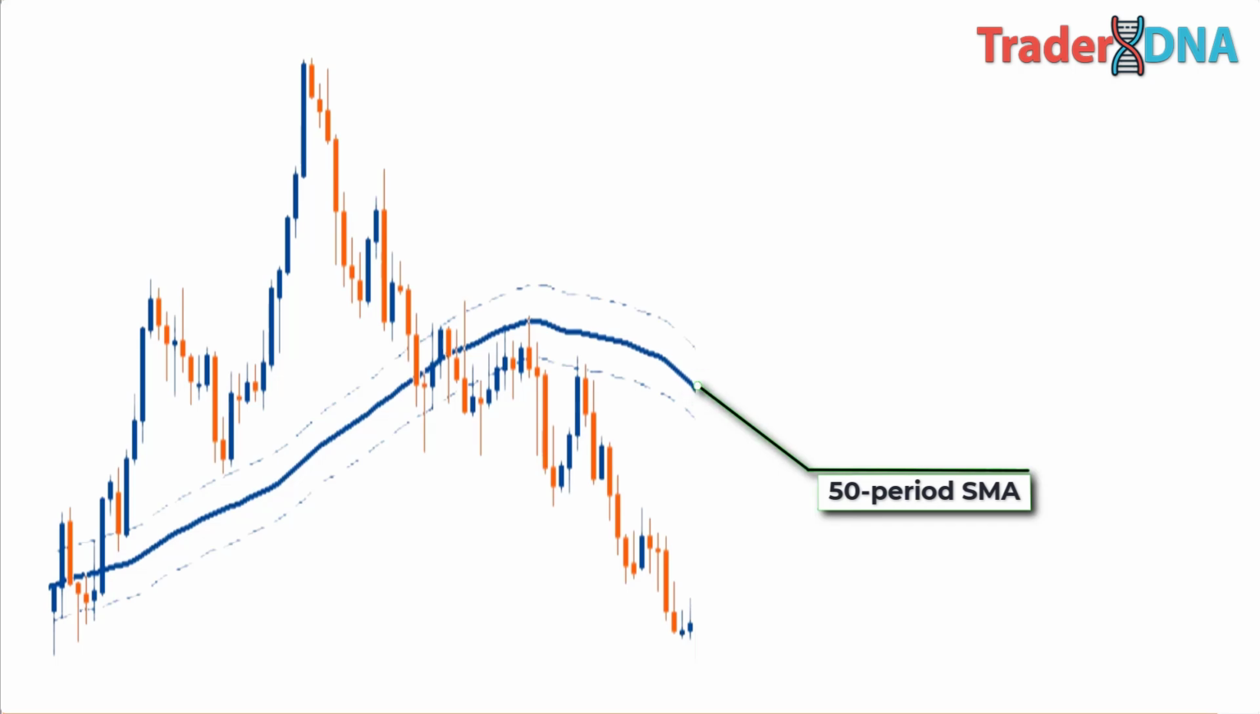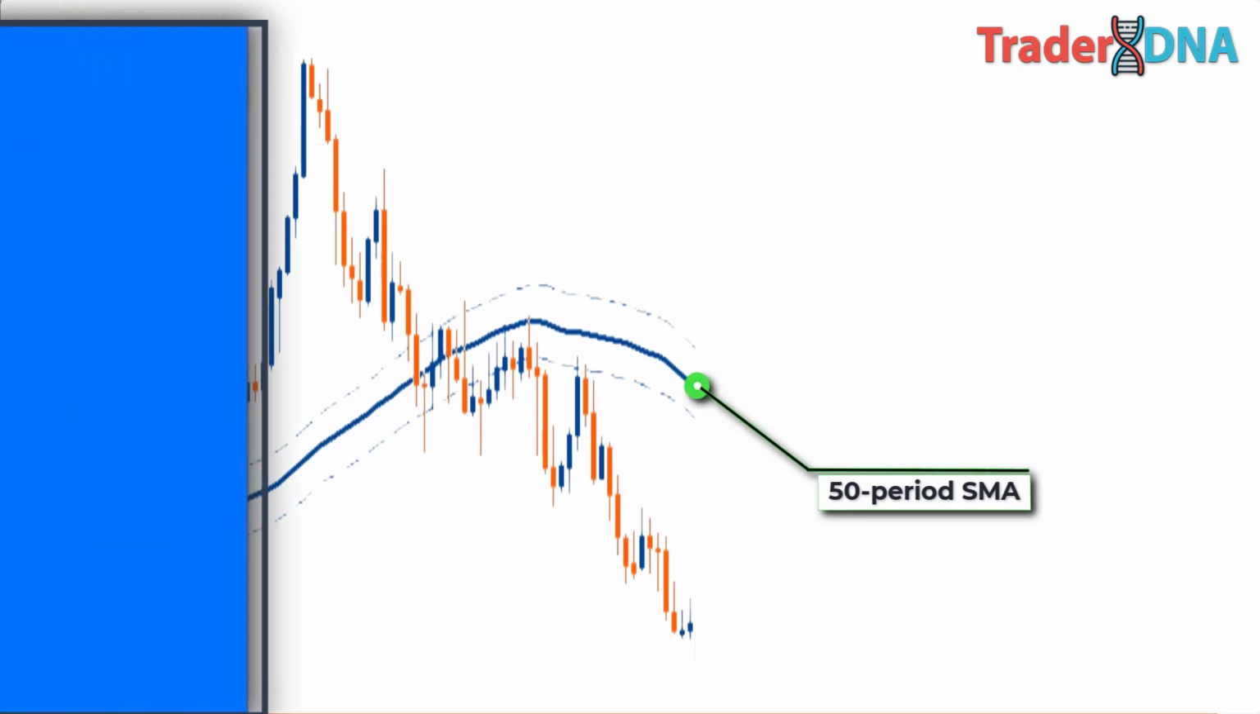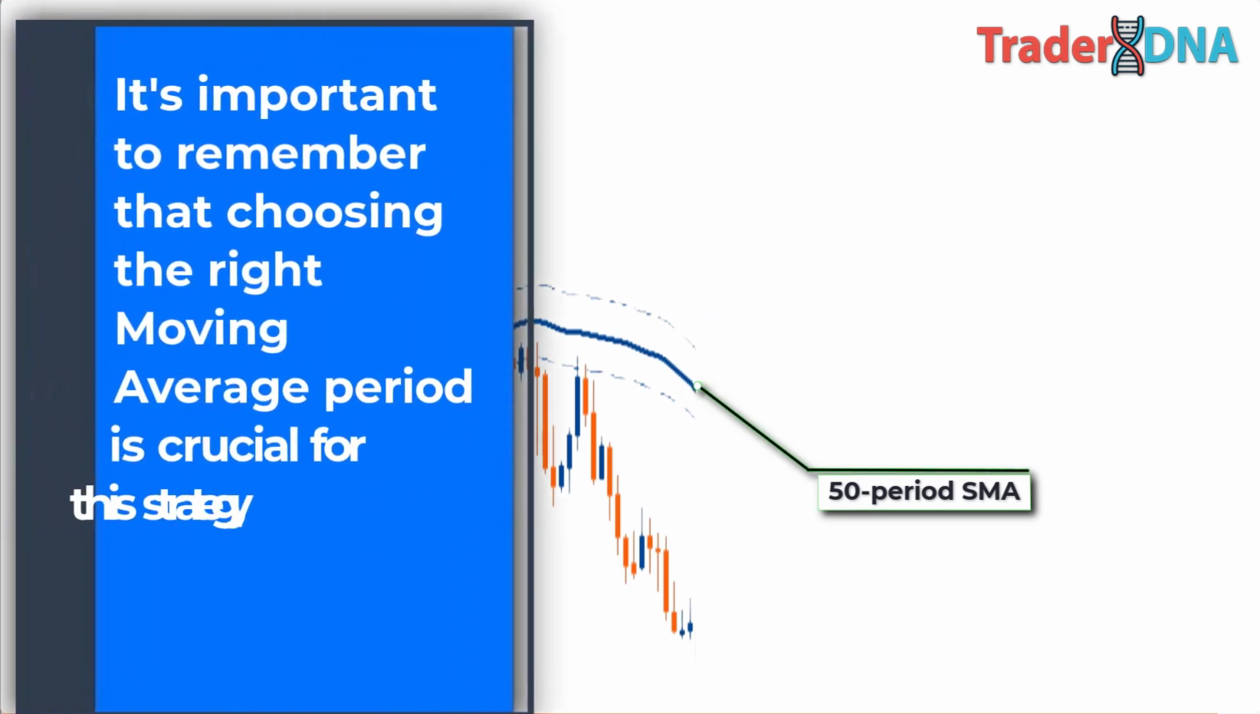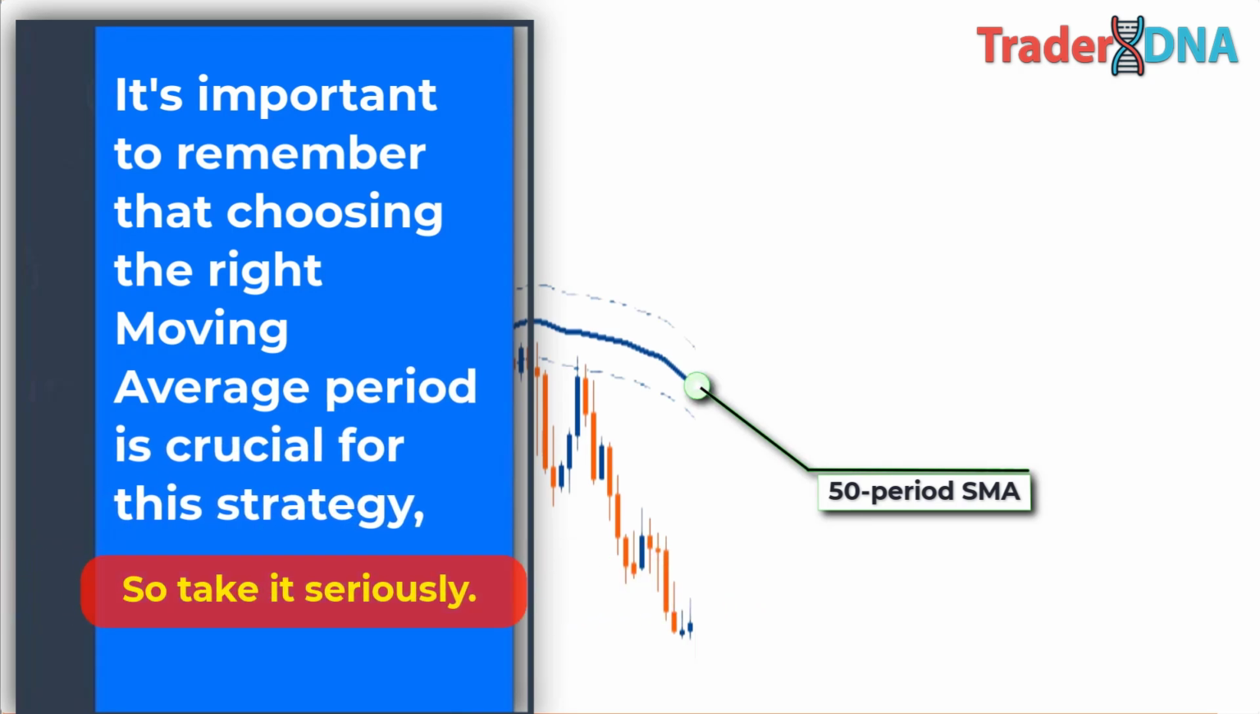However, feel free to adjust the moving average period based on the market you're analyzing. It's important to remember that choosing the right moving average period is crucial for this strategy, so take it seriously. I'm using the 50-period setting in this tutorial because it works well across many markets. If you're looking for a general guideline, the 50-period simple moving average is a great choice for all traders.